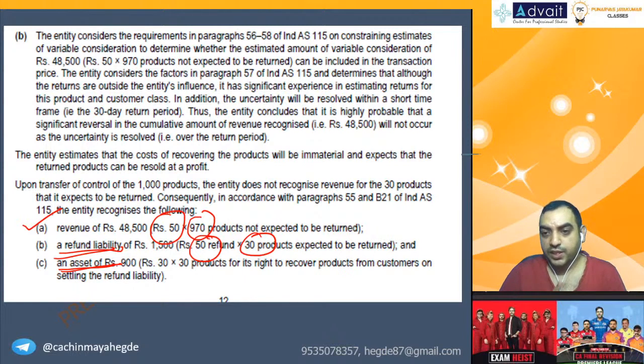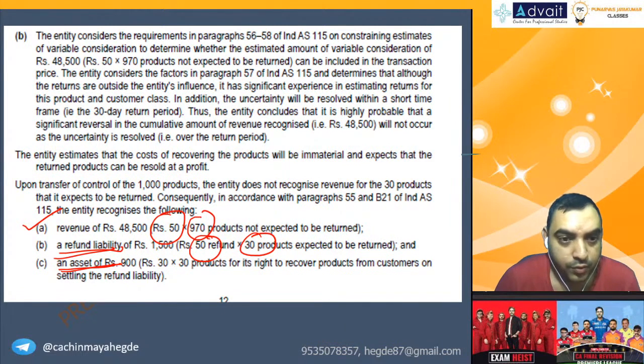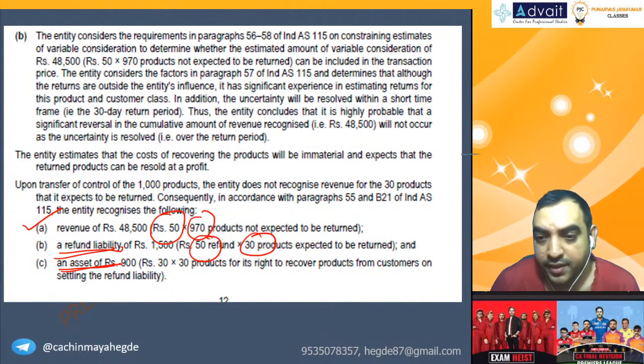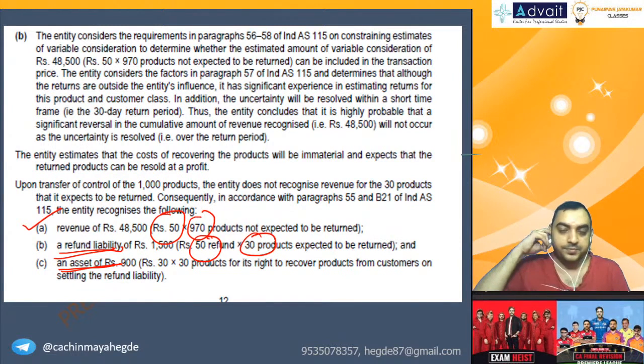Okay, very nice. You're getting concept clarity, very good. 48,500, 1,500, 900, perfect. That's it. In fact, you don't require Ind AS 115. You know the concepts, the basics of sales.